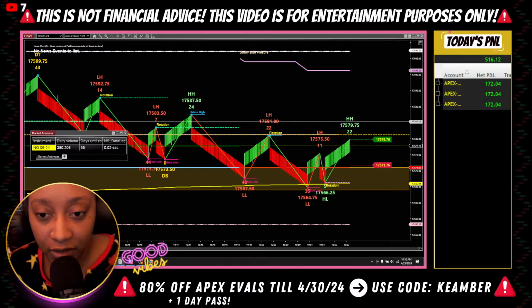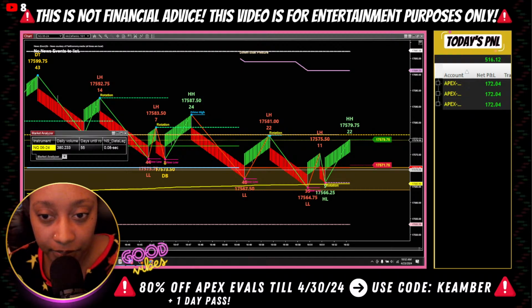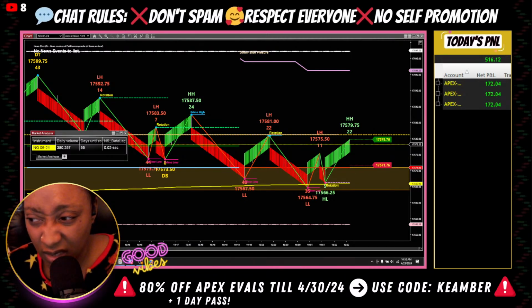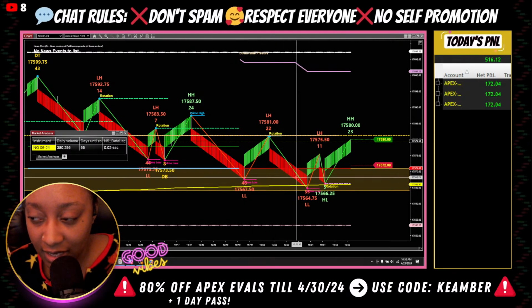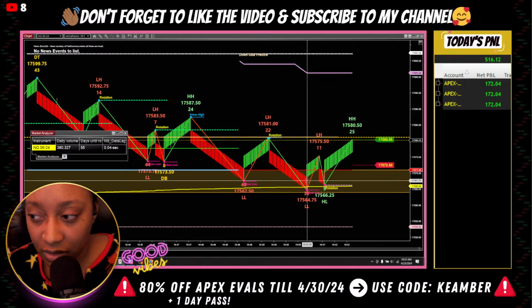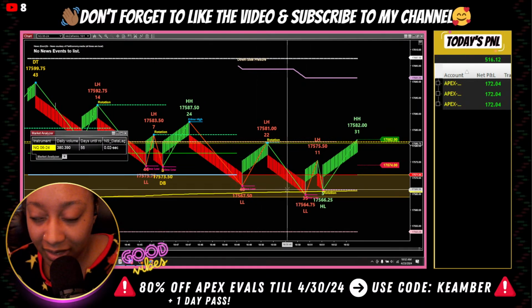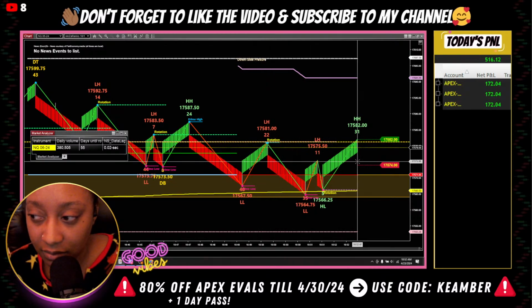I want to see how far this pushes. I should have taken the swing trade on my sim account. I really didn't want to just yet because I wanted to more so see the test of this zone with a divergence, but I didn't want the zigzag to be green. I wanted it to be red.